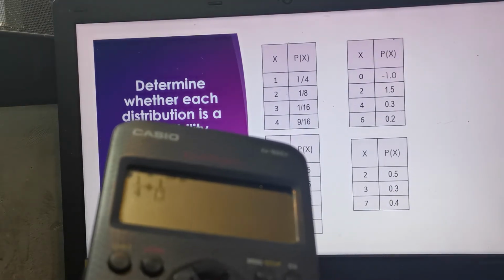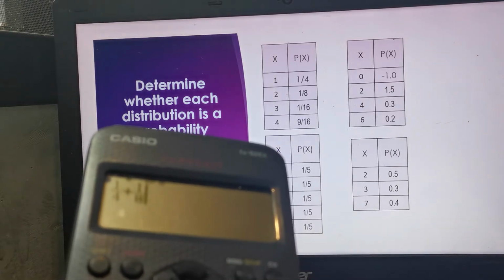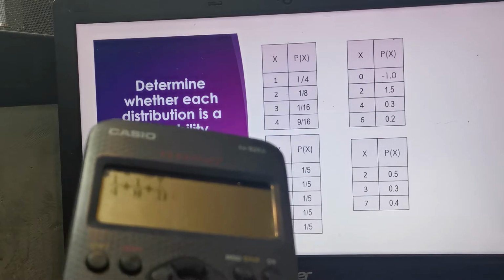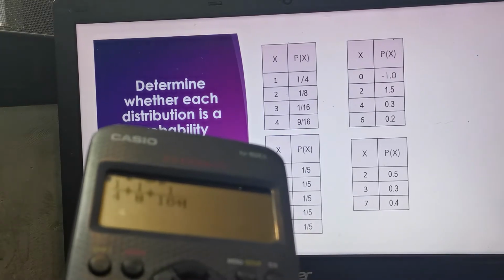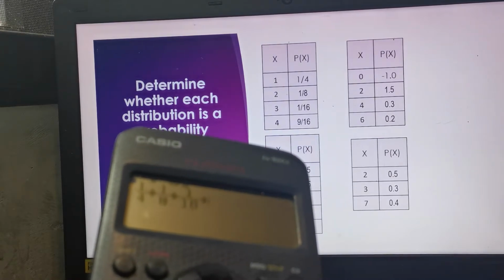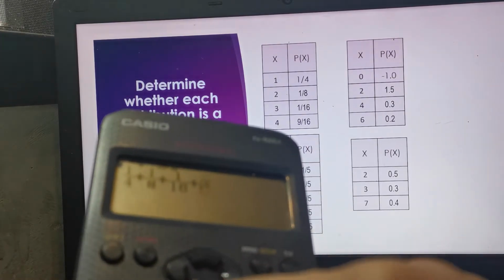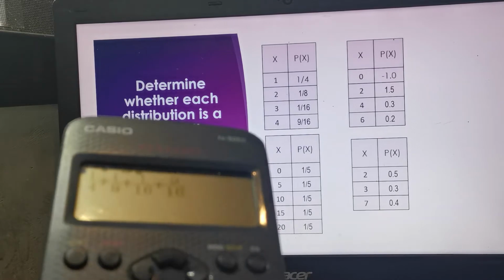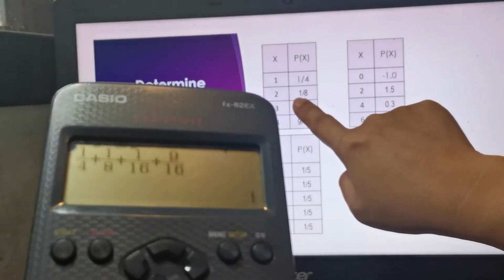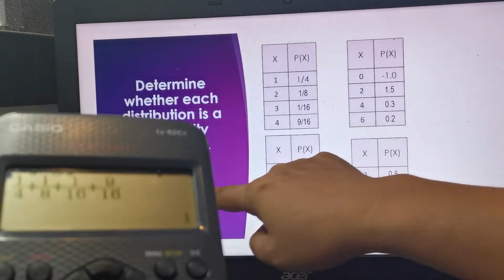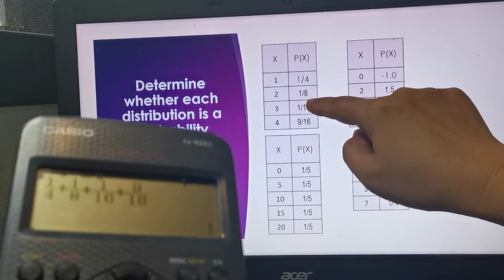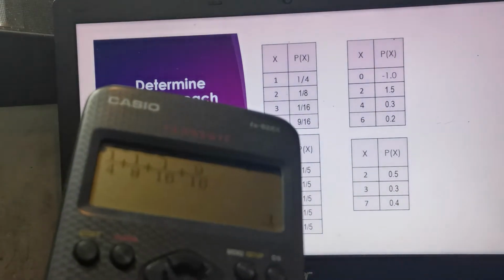plus 1/8 plus 1/16 plus 9/16. That is equal to 1. Okay, therefore, this is a probability distribution. Okay, so, equal to 1 lahat yung sum nito, and then, lahat naman sila is less than 1, but greater than 0. Let us proceed.